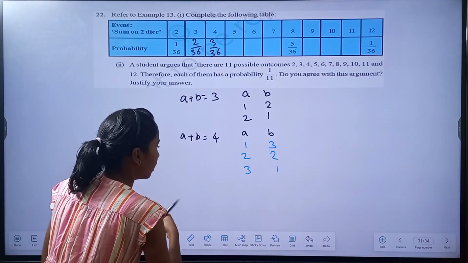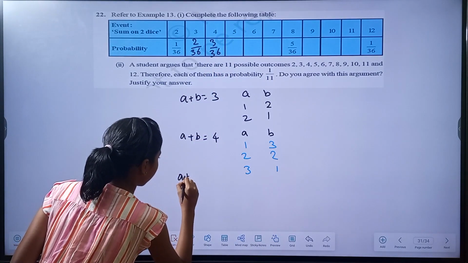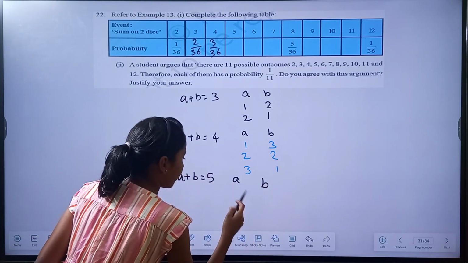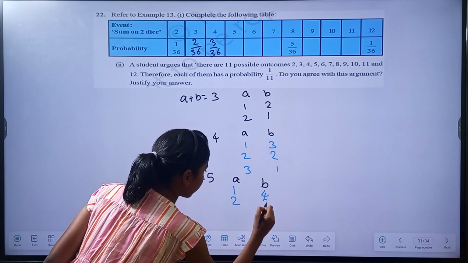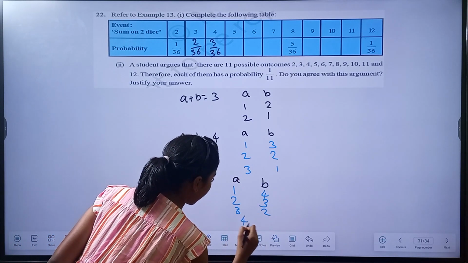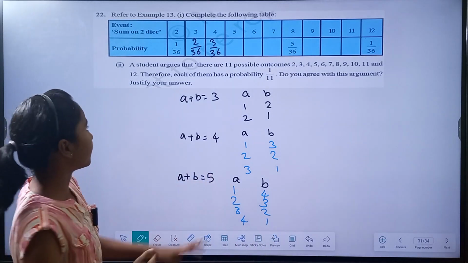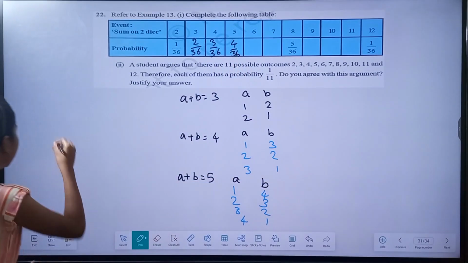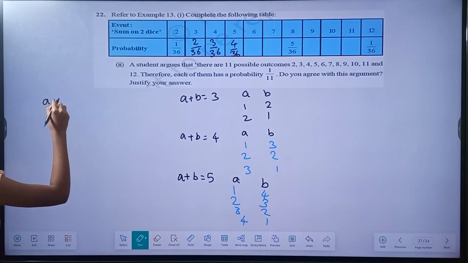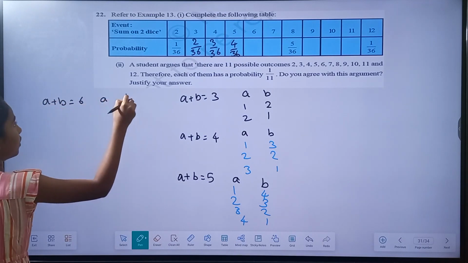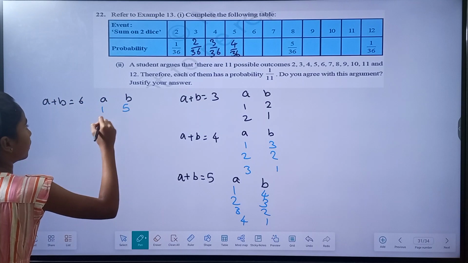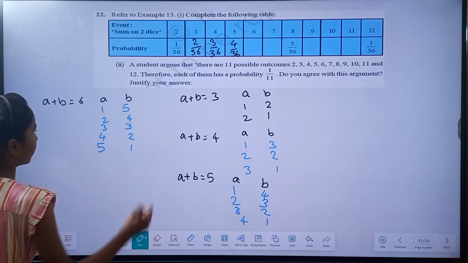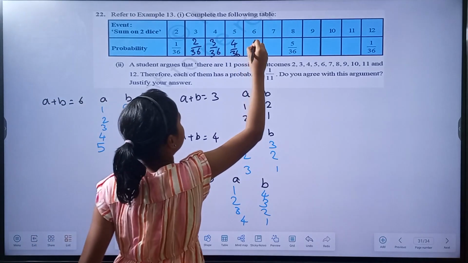And for 5, A plus B equal to 5, we have (A, B) as (1, 4), (2, 3), (3, 2) and (4, 1). So we have four ways for this, 4 by 36. And for A plus B equal to 6, we have (A, B) as (1, 5), (2, 4), (3, 3), (4, 2), (5, 1). 5 possible outcomes. So 5 by 36.